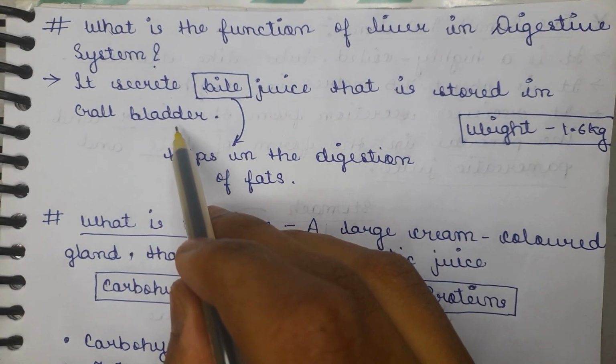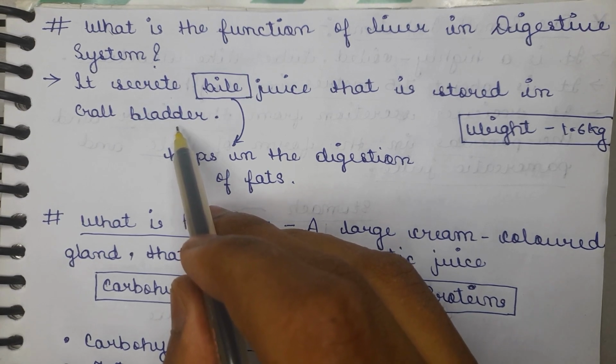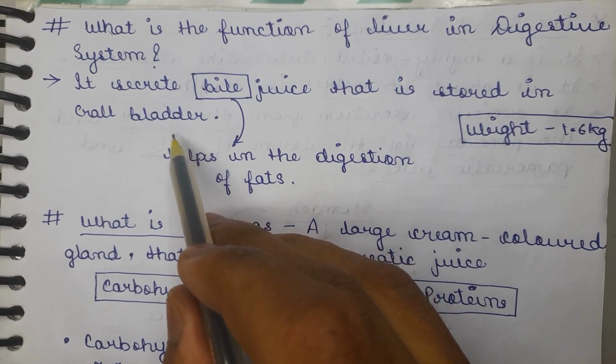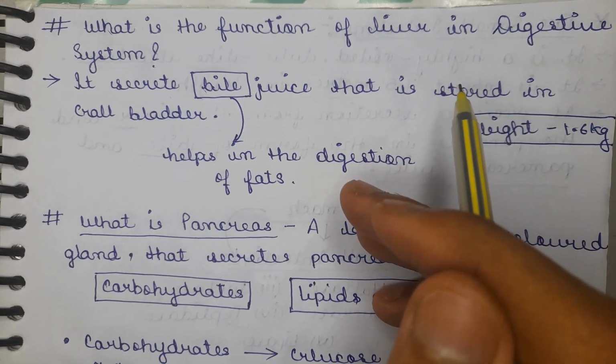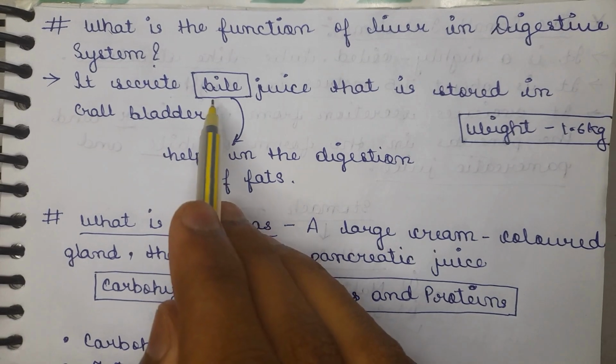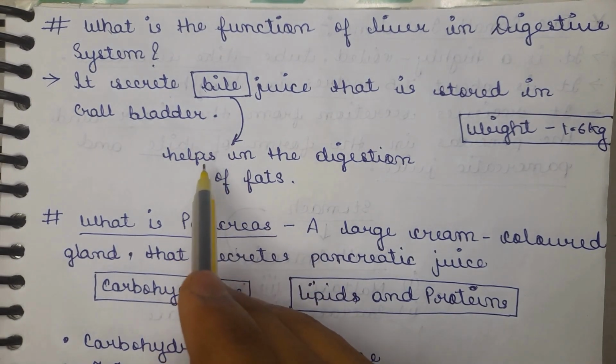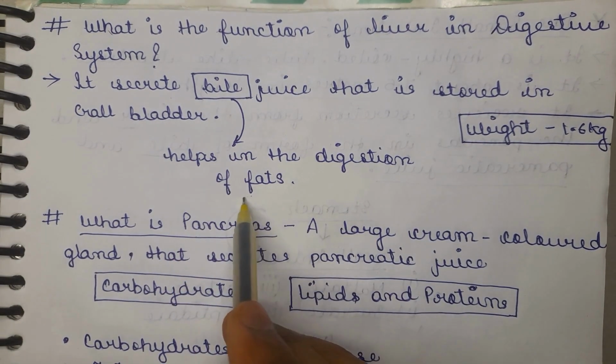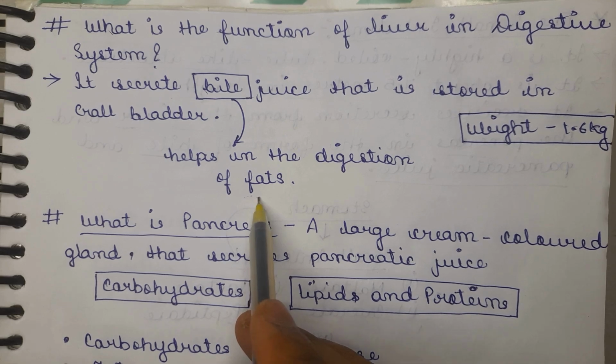So the gallbladder here is a sac-like structure, a baggy-like structure, that contains the bile juice, which is further used in the digestion process inside the small intestine. So this bile is basically for the digestion of the fats present in the ingested food that we take in through our mouth.